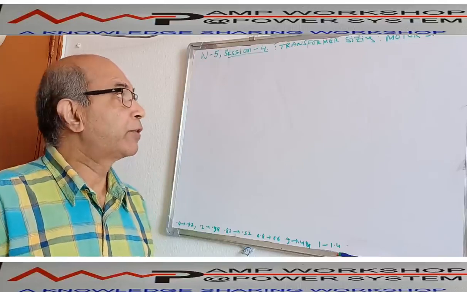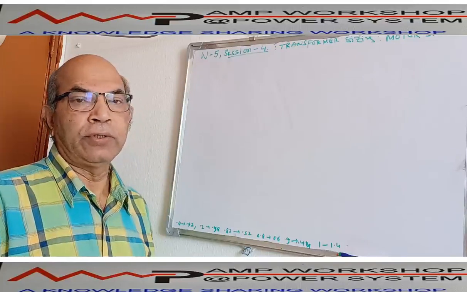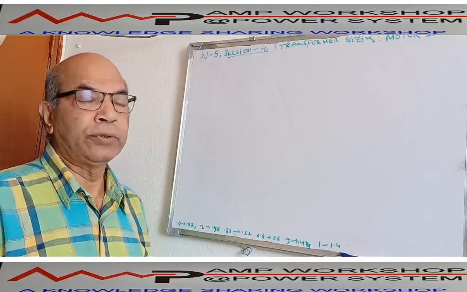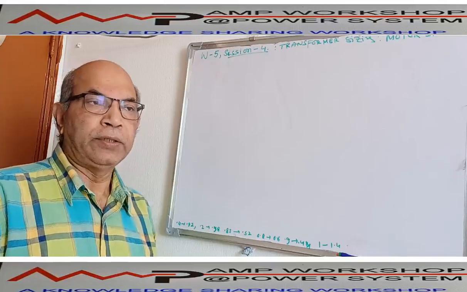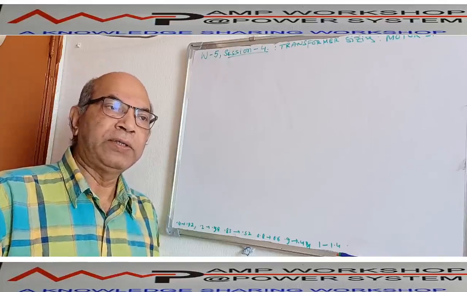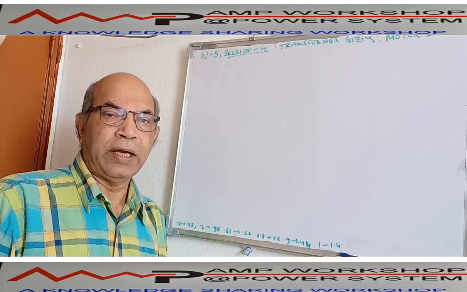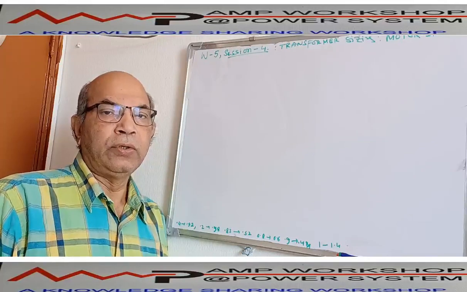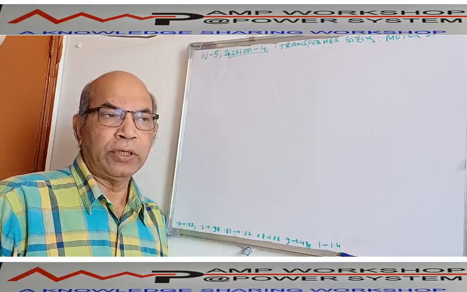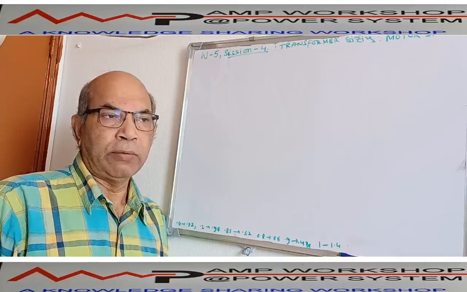We are discussing workshop 5. We have already completed 3 sessions. Today we are going to discuss a new session, session 4, where we will be discussing transformer sizing for motor starting. In this session, we will try to cover 2 parts. One part is dedicated motor transformer, where a transformer is directly connected to a single motor, and that transformer will be designed or sized to cater for both rated kVA or running condition as well as starting condition. So this is one part we will discuss.